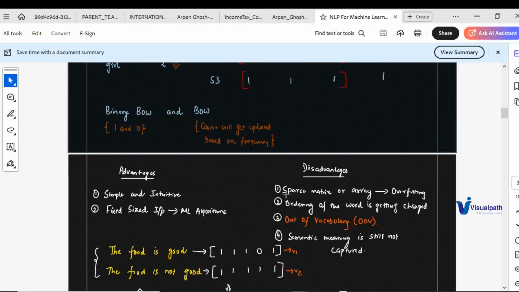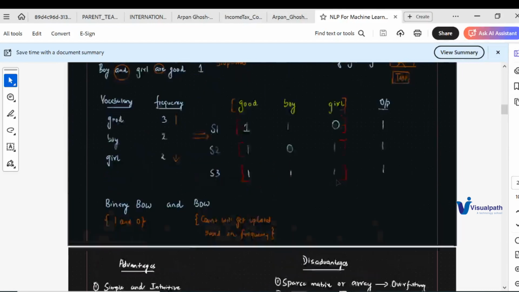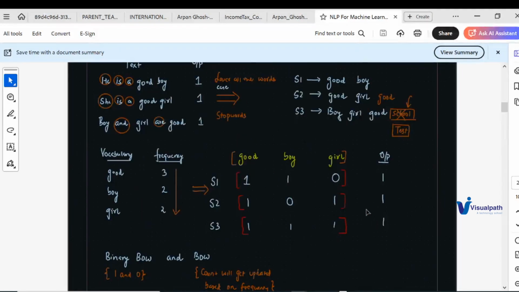Okay, Arpan, one question here. Can you go a little above? And we have output there, right? Output, ignore. The output is just the dataset like that. We are not focusing on the output. That is sentiment analysis. That's why ignore that as of now.